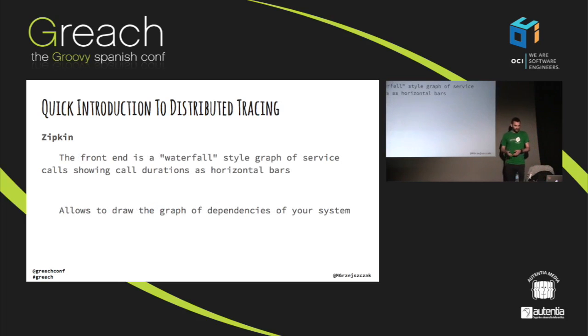And the front end of Zipkin is like waterfall style graphs. So it shows you the call durations as horizontal bars. And this is really cool. It allows you to draw the graph of dependencies of your system. So once you plug it in, you, for example, use Spring Cloud Sleuth, you immediately can sketch on production the topology of your system. And in our end-to-end tests, only fairly recently, unfortunately, I could have done it earlier, we're explicitly checking this graph of dependencies.